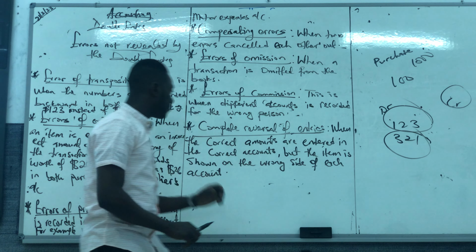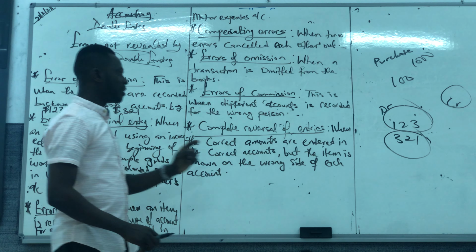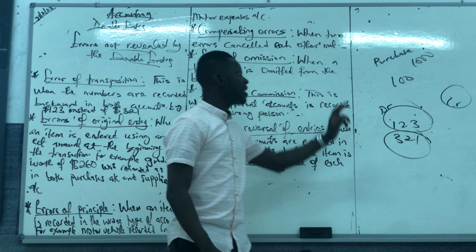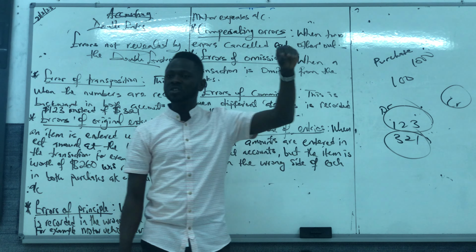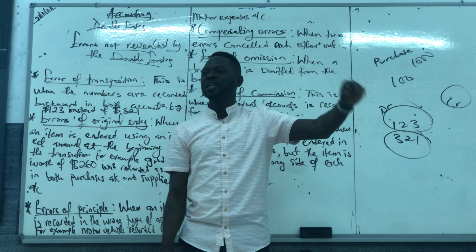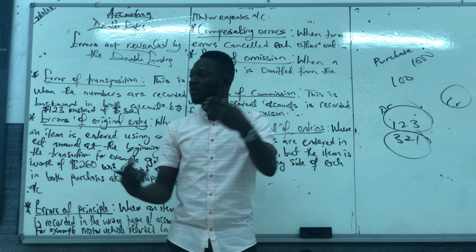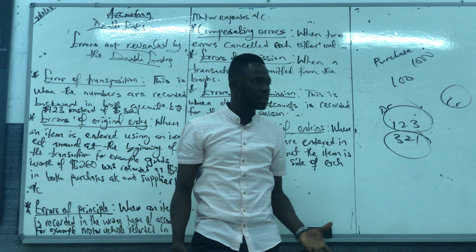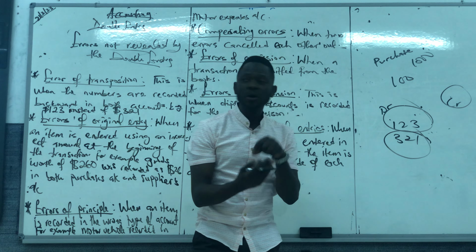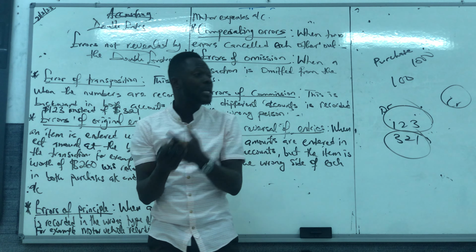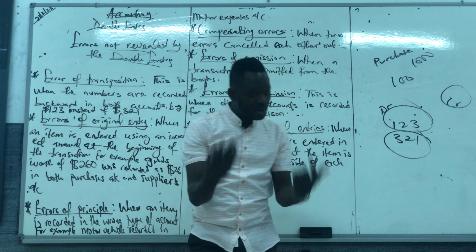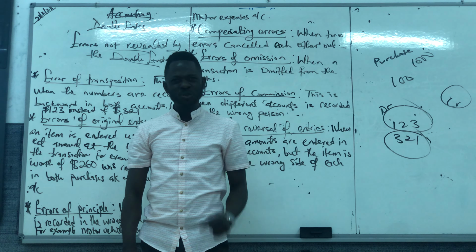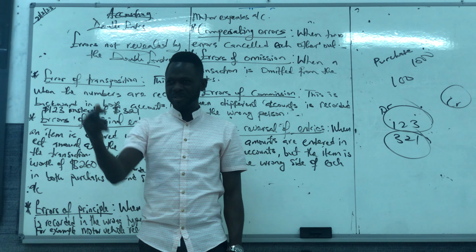The first one is about transposition, putting figures backward. Here, we're talking about error of original entry. You started your transaction, and instead of recording 1,000, you recorded 100 at the initial stage of your journal. You're going to prepare a journal before you prepare a ledger. You recorded 100 in your journal, and you recorded the same in your ledger. So it will not affect the double entry. Do you get it or not?